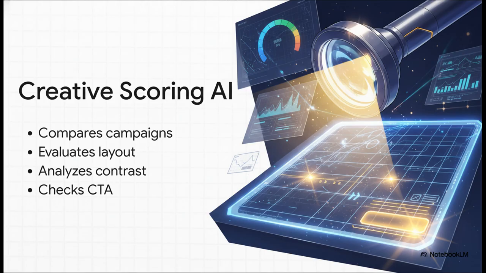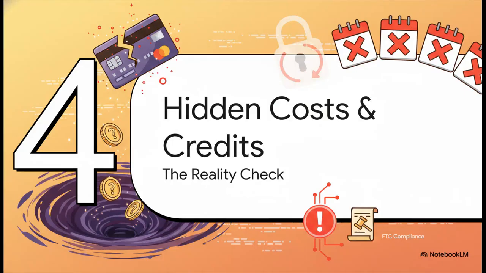It assigns a predictive numerical rating, say a 98 out of 100, by specifically analyzing the layout structure, checking the contrast levels, and verifying the call to action placement. This pre-publishing analysis ensures you're only putting your precious budget behind the variations with the absolute highest mathematical probability of success. This leads us to Section 4, Hidden Costs and Credits, the reality check.